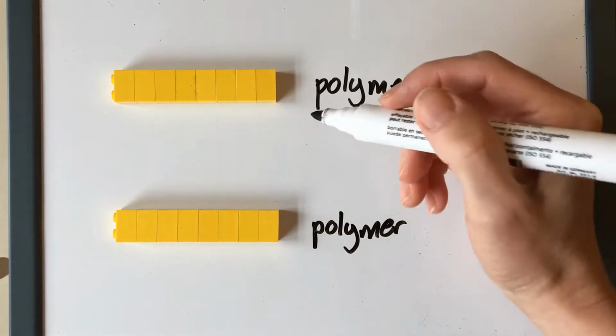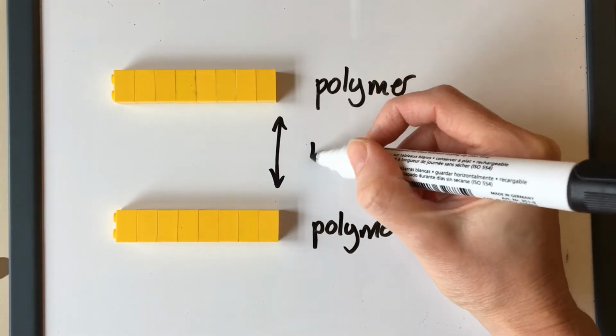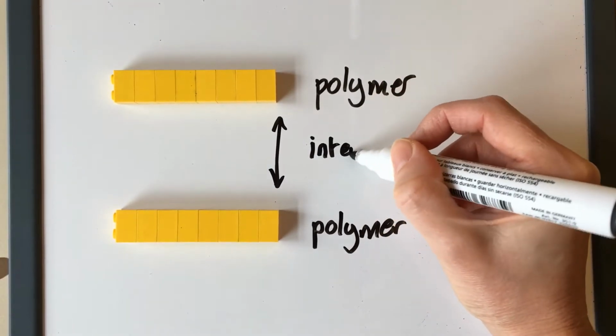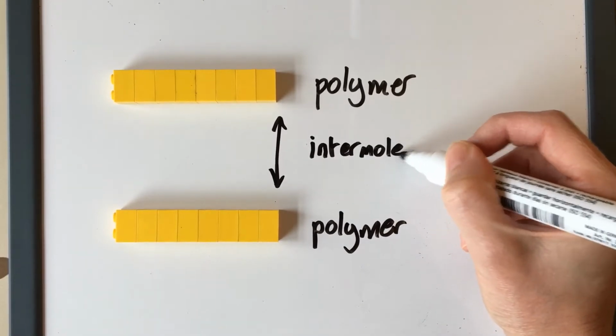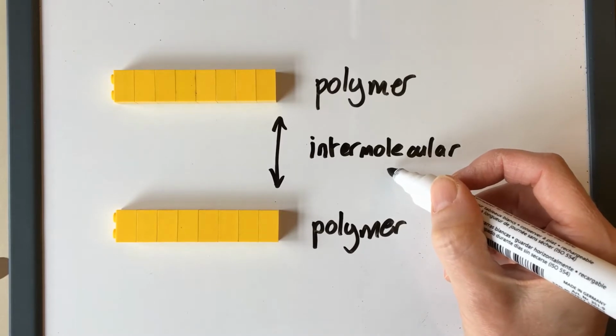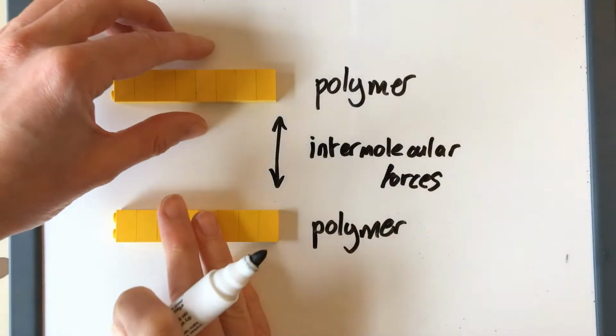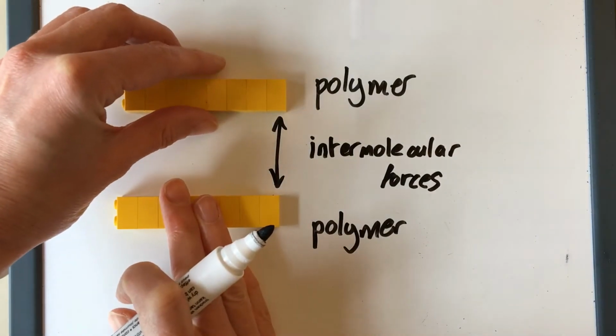We've got two polymer chains here, and what attracts the polymer chains together are intermolecular forces. So these are the same type of forces that you get in smaller molecules like carbon dioxide. So we've got intermolecular forces, and those attract the chains together.